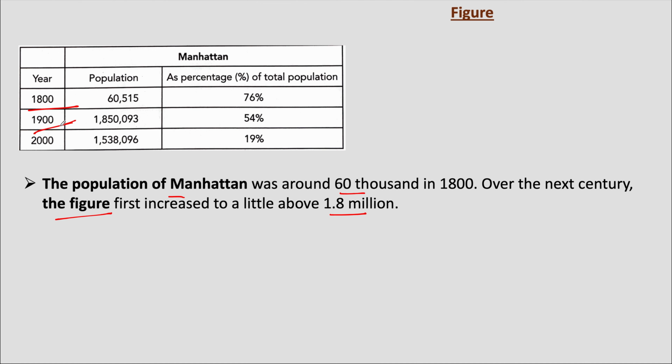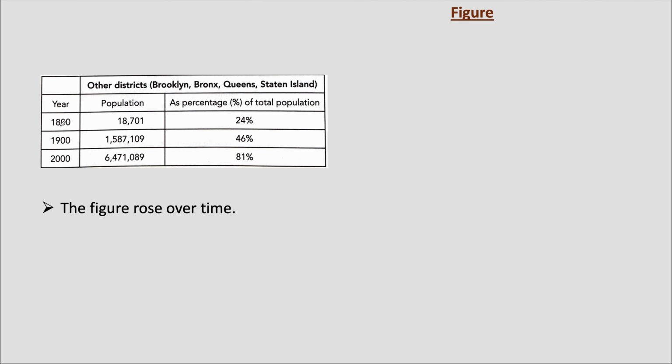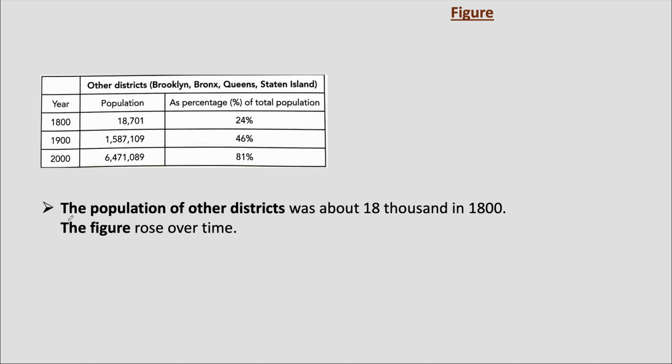Keep some rules in mind about how to use the phrase this figure or the figure. We don't start a paragraph with this because it must always refer to something just mentioned. For example, this sentence, the figure rose over time. On its own, this sentence is incomplete. We need to mention in the previous sentence what the figure is. So here the population of other districts was about 18,000 in 1800. So when we say the figure rose over time, we are talking about the population of other districts.